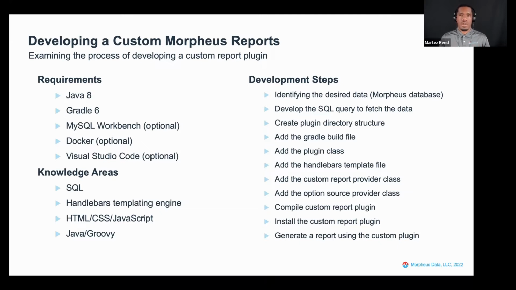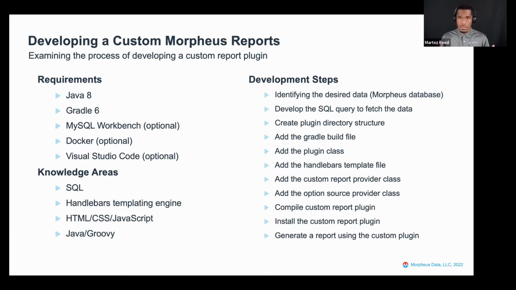At that point, we're going to start creating our plugin directory structure, so start fleshing out what the file structure looks like for our plugin. We're going to add our Gradle build file to actually start building our plugin. Add the plugin class, so instantiation of the plugin, Handlebars template file, custom report provider class, option source provider class. Those all need to be added. We'll walk through those. Compiling the custom report plugin, installing the custom report plugin, and then finally generation of a custom report.